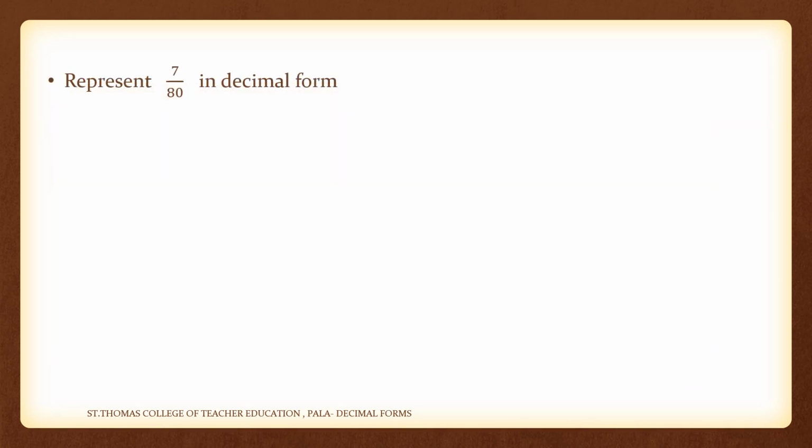Here is your last question. You have to tell me the steps. Represent 7 by 80 in decimal form. What is the first step? Yes, 80 is represented by 2 into 2 into 2 into 2 into 5. What is the next step? Yes, this can be represented using power. Then tell me the next step.